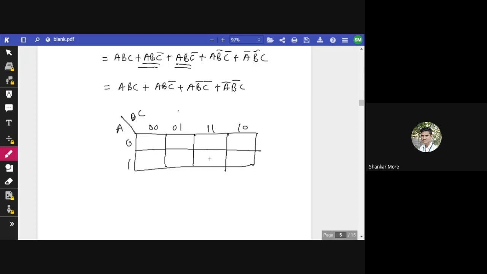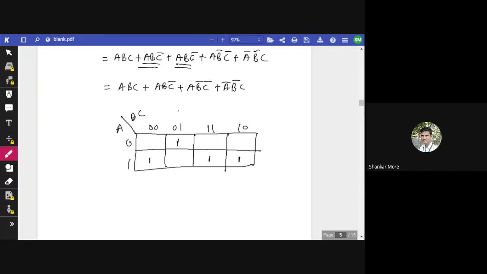So I guess I have to select this. Then we have A, B, C bar. So A, B, C bar should be this, I guess. A, B, C bar, correct. Then we have A, B bar, C. So I think this should be the column we have to select. And lastly, we have, I guess, this A, B bar, C.